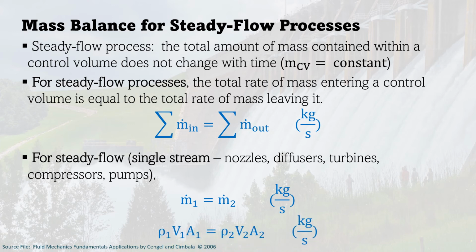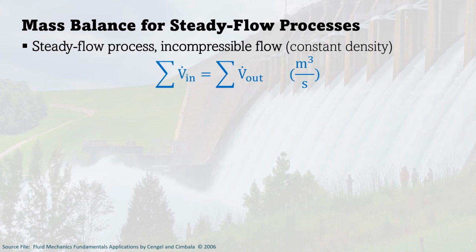We can also write it in this way, since we already defined mass flow rate as the product of density, the velocity, and the area.